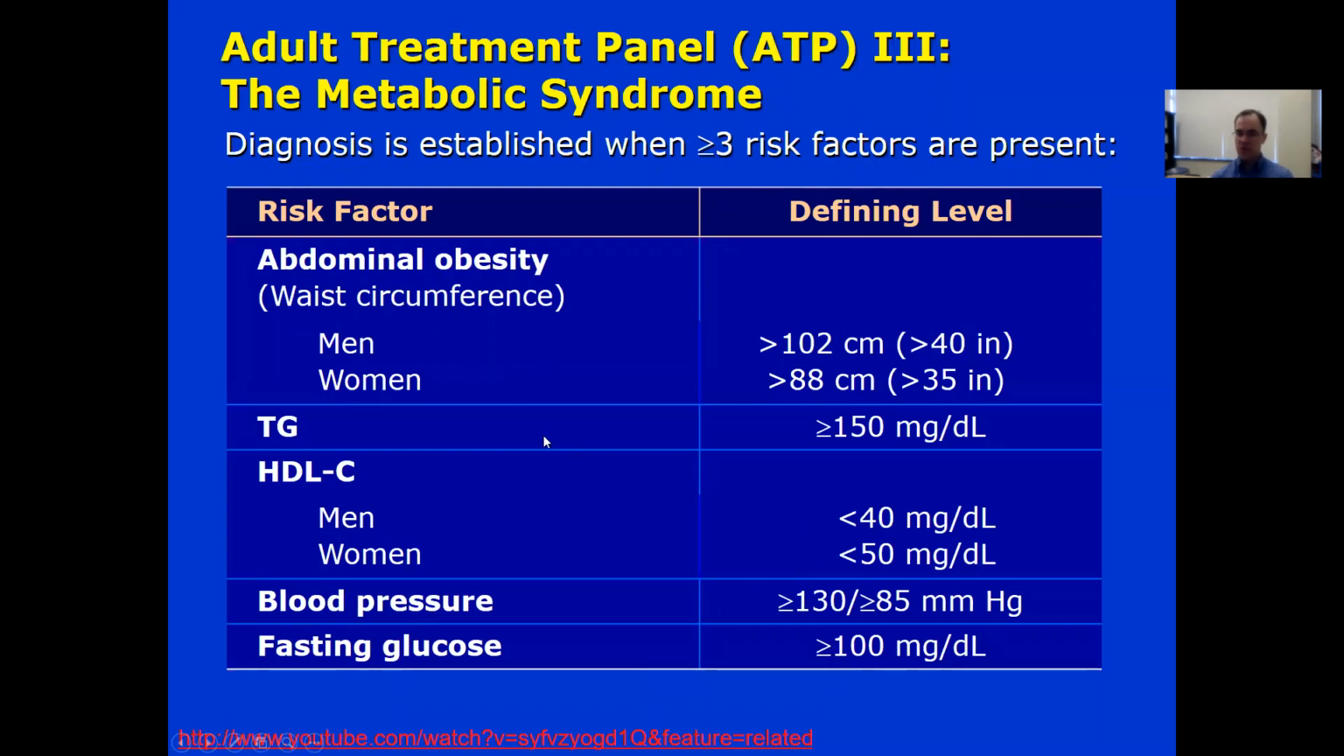Again, you do need to know these characteristics on the exam. You'll be given a case study, a scenario, and you'll need to identify if the person has the metabolic syndrome or not. All right, now we're going to watch a video that gives an overview of the metabolic syndrome, and a little bit of discussion, and then we'll move on and talk a little bit more about the risk factors.